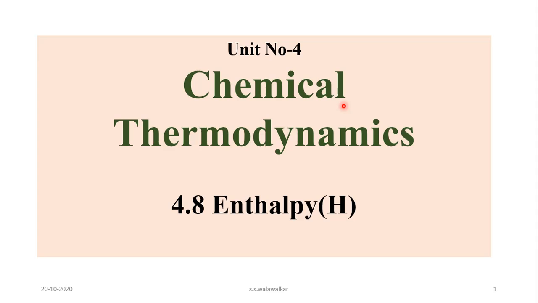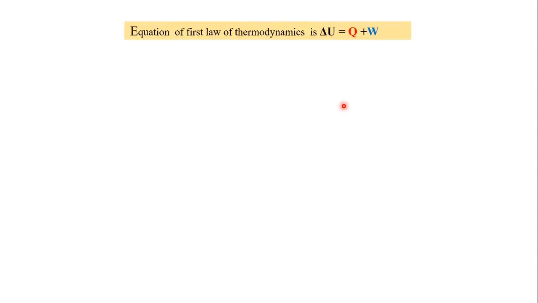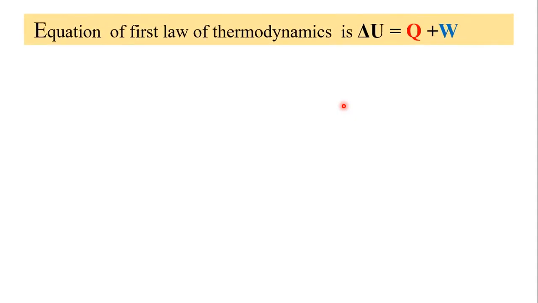In the last video we studied the first law of thermodynamics and its mathematical expression, and also its mathematical expression for different types of processes such as isothermal process, adiabatic process, isochoric process and isobaric process. You know that most chemical reactions are carried out at constant pressure, and those reactions carried out at constant pressure are called isobaric processes.